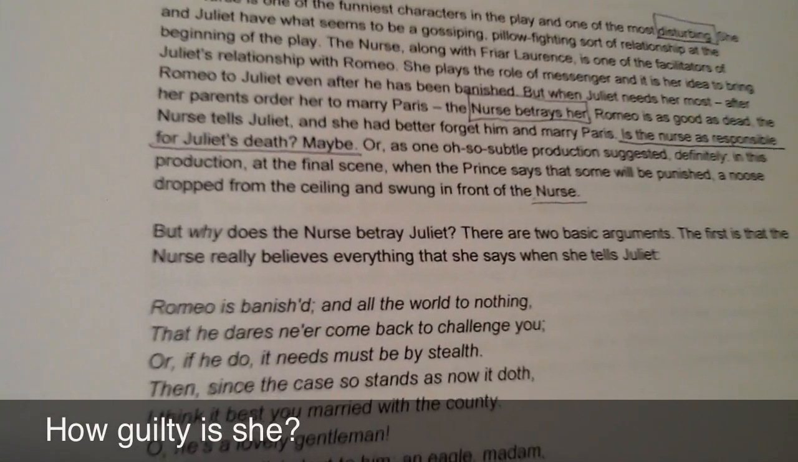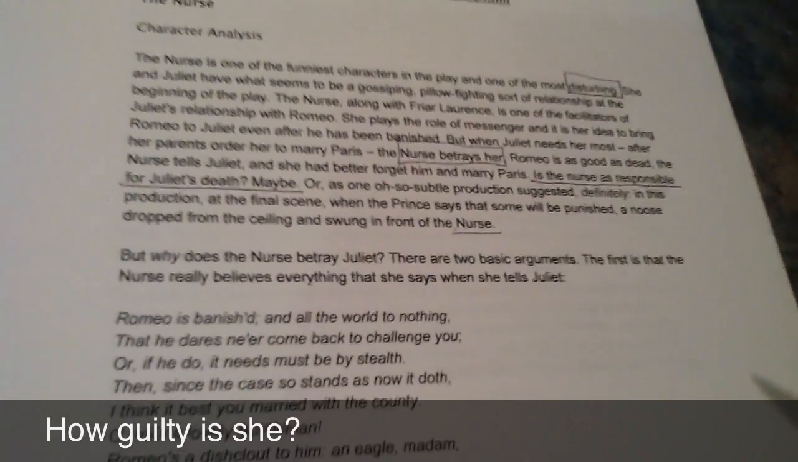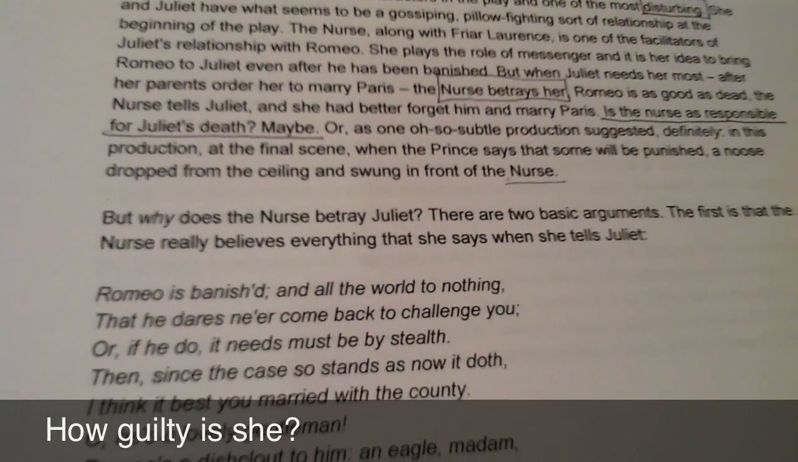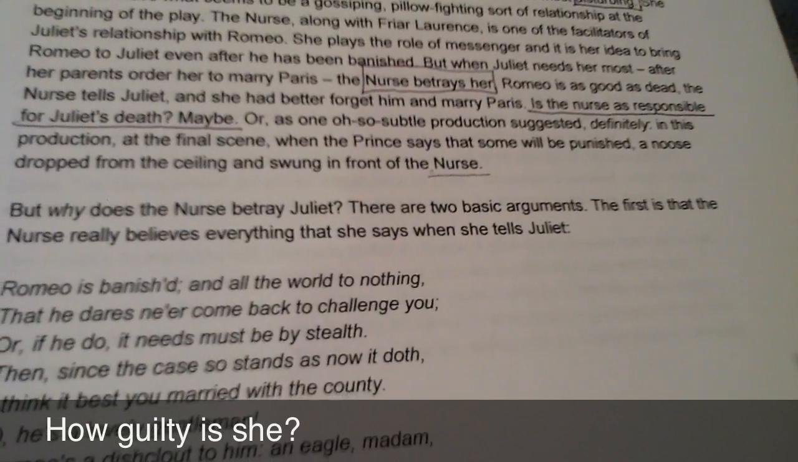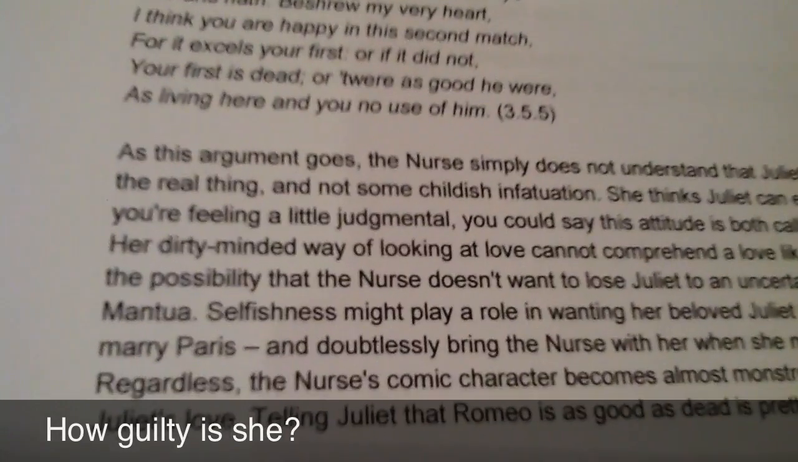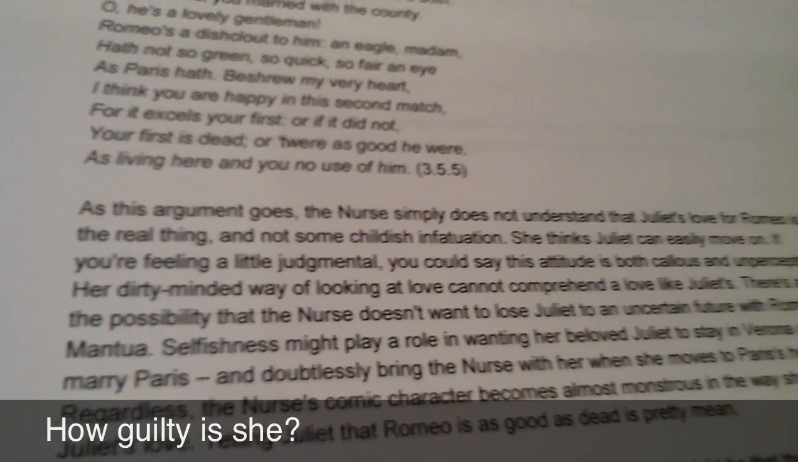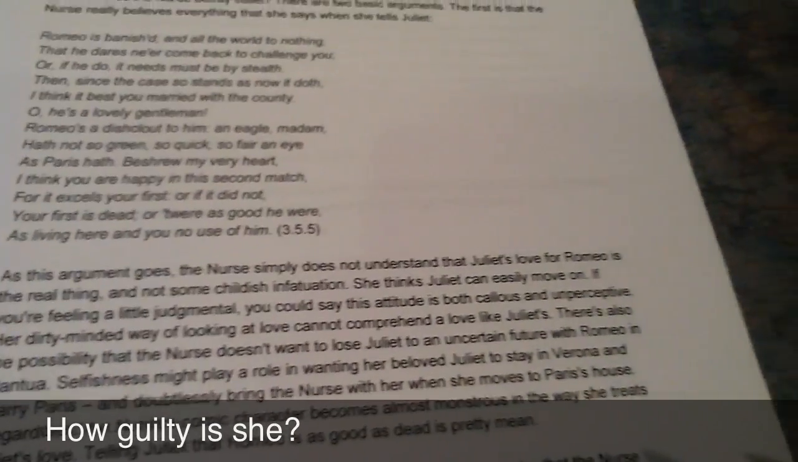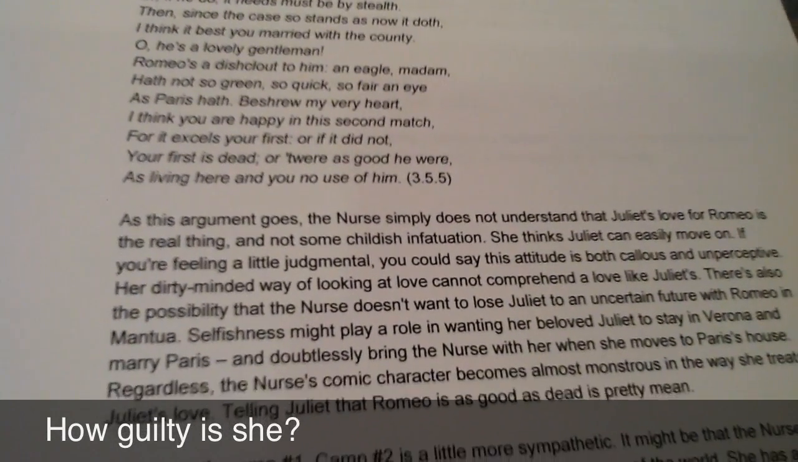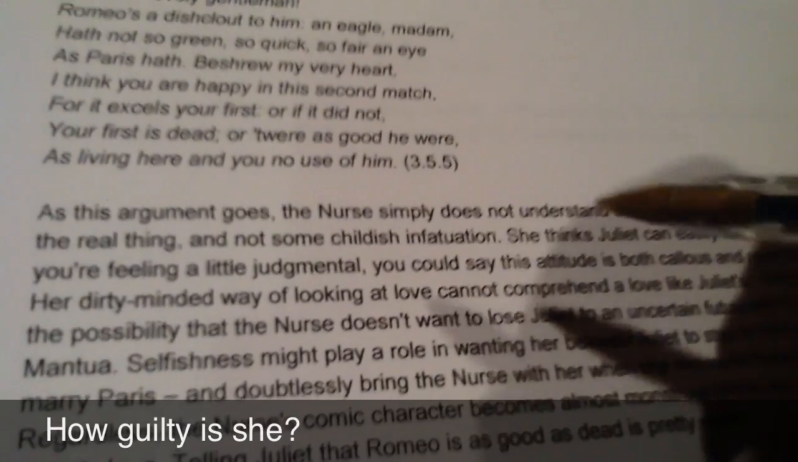Well, the writer asks a question: why does she betray Juliet? And the first reason is that the nurse really believes everything she says when she tells Juliet to forget about Romeo. She actually believes that's the best advice. As this argument goes, the nurse simply does not understand that Juliet's love for Romeo is the real thing and not some childish infatuation. Well, that's one way of looking at it.